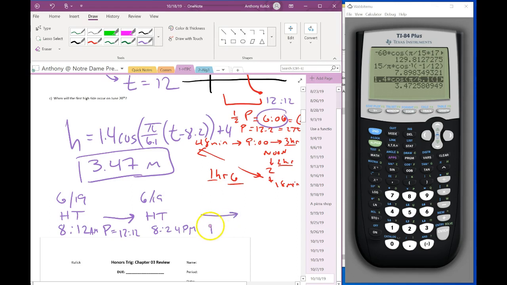So I need to do one period more to get to another high tide. One period more would be 8:36 a.m. That's now on the next day. So that should be that.